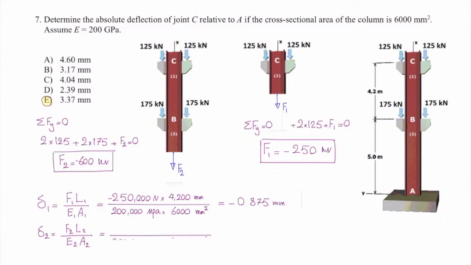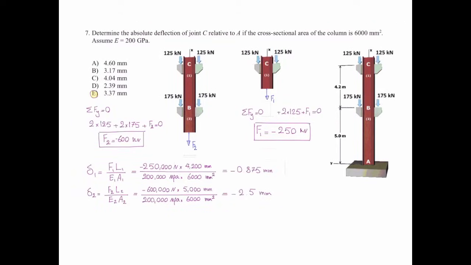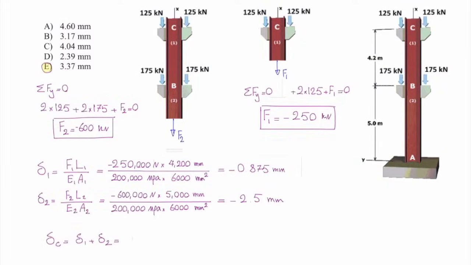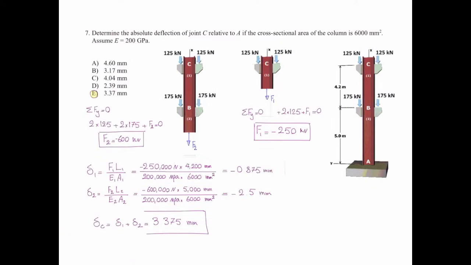Okay, let's do the same for the second element. For the second element, the force is negative 600, and the length is 5 meter. The denominator of that fraction is the same, and that gives me negative 2.5. How much would be the total deformation of point C to A? That would be delta 1 plus delta 2, which is 3.375, and the nearest answer is E, which is 3.37. All right, we might have mistakes in finding the answer. Just track those mistakes, find what's wrong, and try to avoid that. Okay?